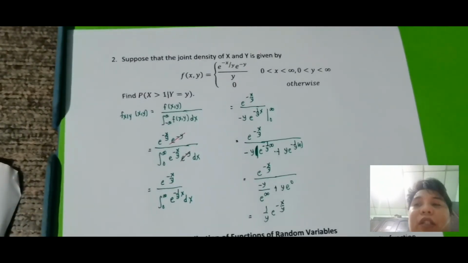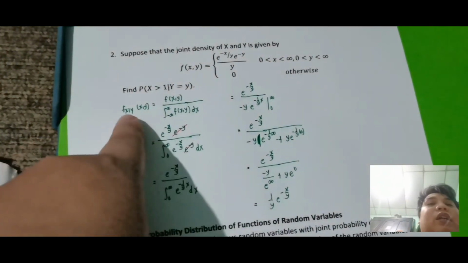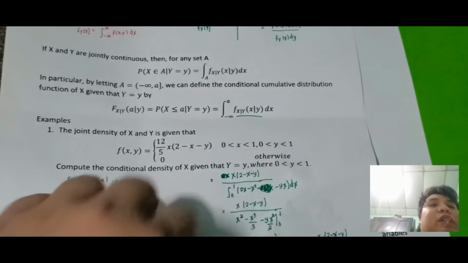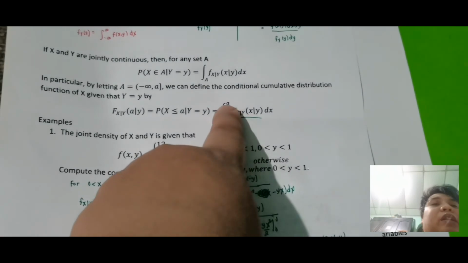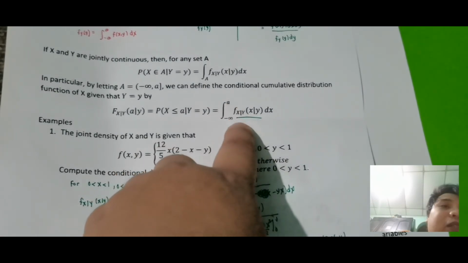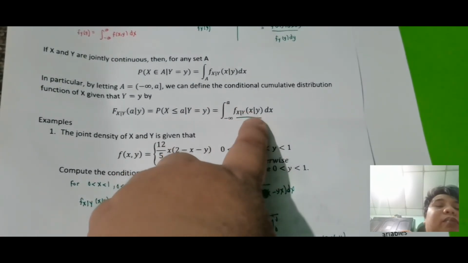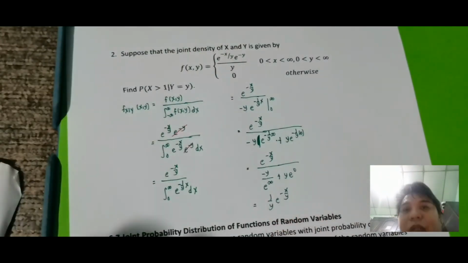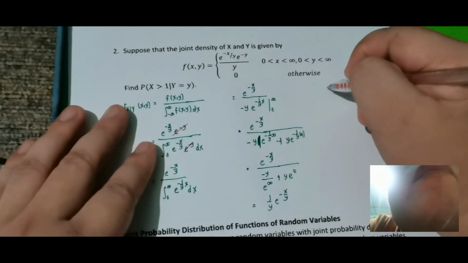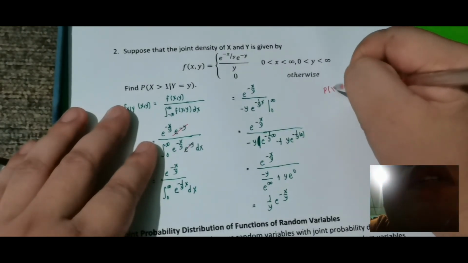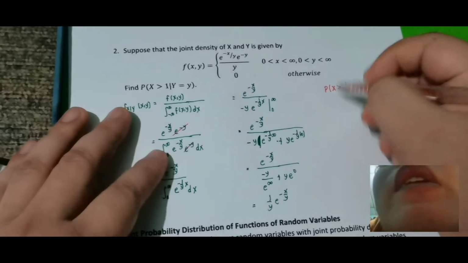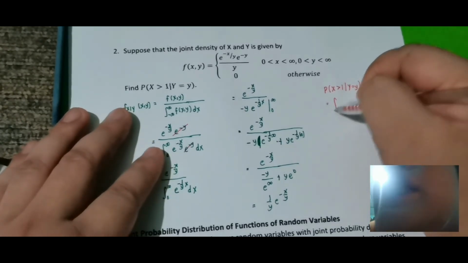Okay, so now next is, syempre meron tayong ganito. Pwede na natin kunin yung ating formula na ito. So sabi, from negative infinity up to a ng f sub x given that y has occurred nung x given that y has occurred of dx. So meaning apply na natin to. So gagamitin natin to para dun sa ating probability ng p of x. So the probability of x greater than 1 given that y is equal to y is just equal sa integral.